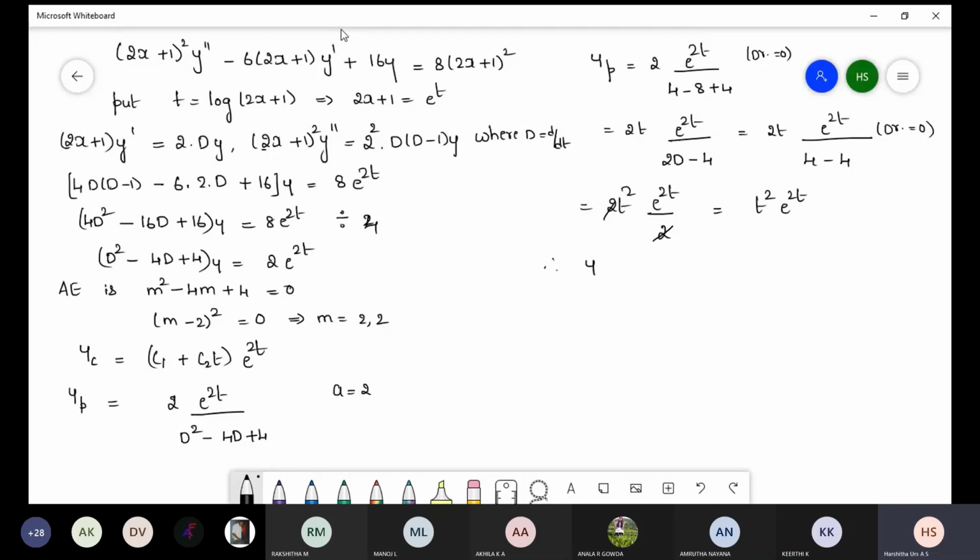Therefore, y is equal to yc plus yp. So y is equal to (c1 plus c2 log of (2x+1)) into e power 2t, which means (2x+1) whole square, plus (log of (2x+1)) whole square into (2x+1) whole square.